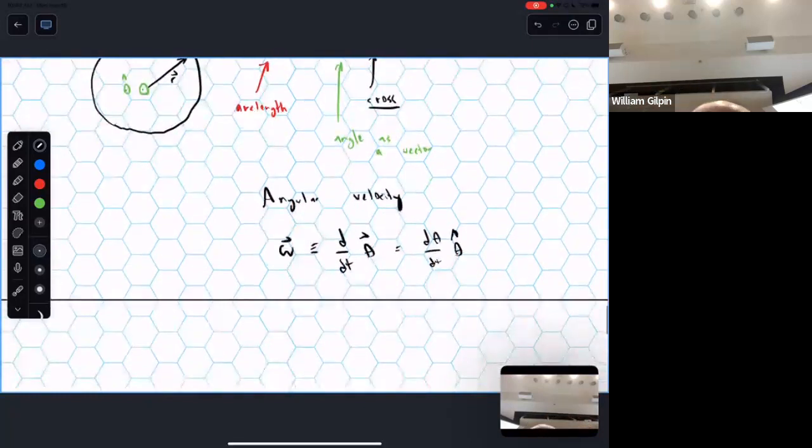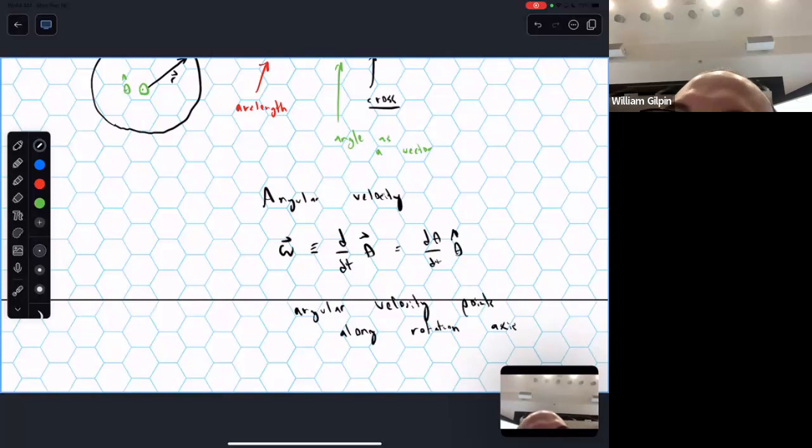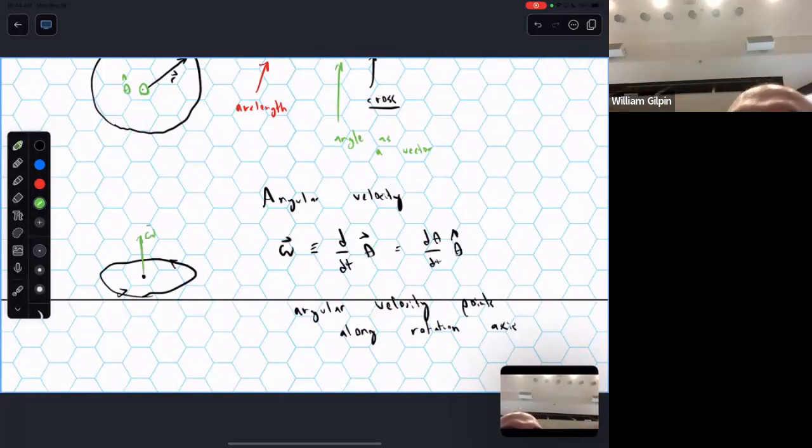So what does that mean? It means that angular velocity points along the rotation axis. If I draw my little spinning record example, this is my spinning record, spinning that way. Then the angular velocity vector points up, but that doesn't mean that the motion itself is pointing up.